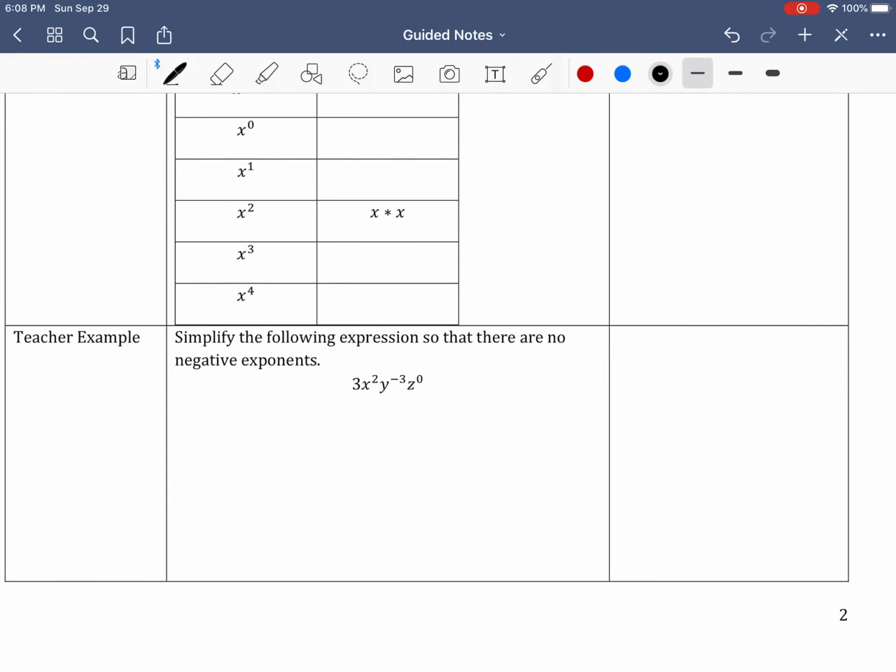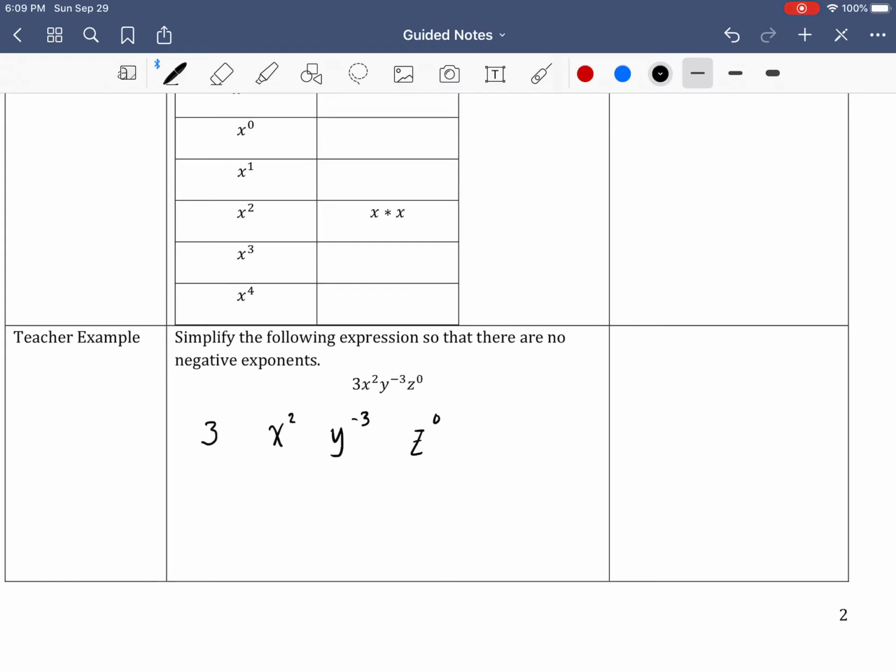Now let's utilize the rules that we just learned to simplify expressions. So here we're given 3x squared, y to the -3rd, and z to the 0 power. I'm going to break this up into 4 separate terms that are being multiplied together. First is our constant 3. Then we have x squared, y to the -3rd, and z to the 0th power. And I'm going to think about two things. One, is there anything else that is a like term to this? And second, is there any rule that we just learned that we can apply?